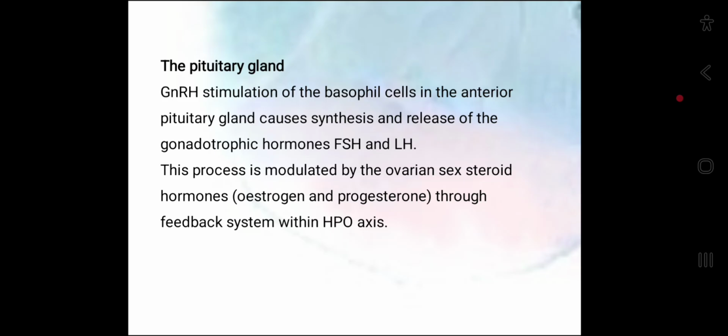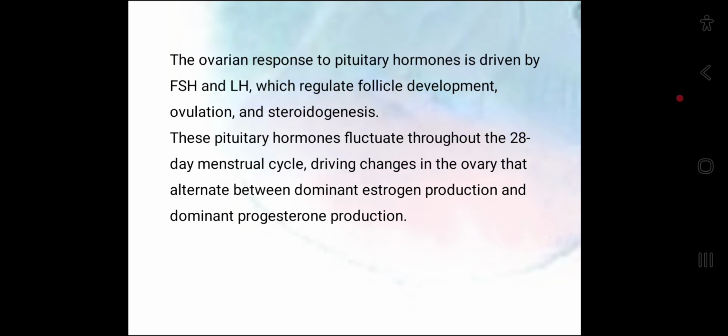The pituitary gland is controlled from the hypothalamus through gonadotropin-releasing hormone and also controlled by ovarian hormones through a feedback system, which is a part of the hypothalamic pituitary ovarian axis. The ovarian response to pituitary hormones is driven by gonadotropins, FSH and LH, which regulate follicle development, folliculogenesis, steroidogenesis, and ovulation.